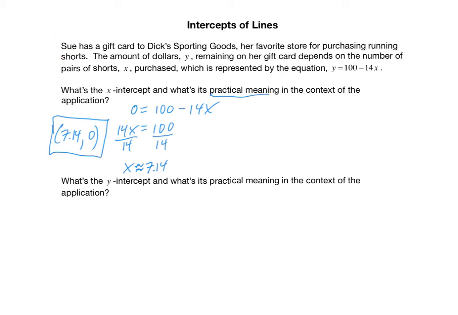Now, we can also say what the practical meaning is with respect to Sue. What does this tell Sue? Well, this again is a number of shorts, and this right here, the output Y, is the amount of money left. So she can buy 7 pairs of shorts. You can't buy 0.14 shorts. She can buy 7 pairs of shorts, and then she'll have no money left on her card. If Sue buys 7 pairs of shorts, she'll essentially have no money left on the card.